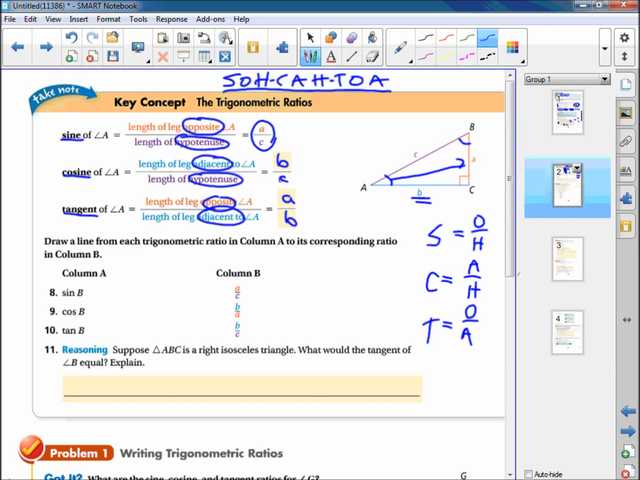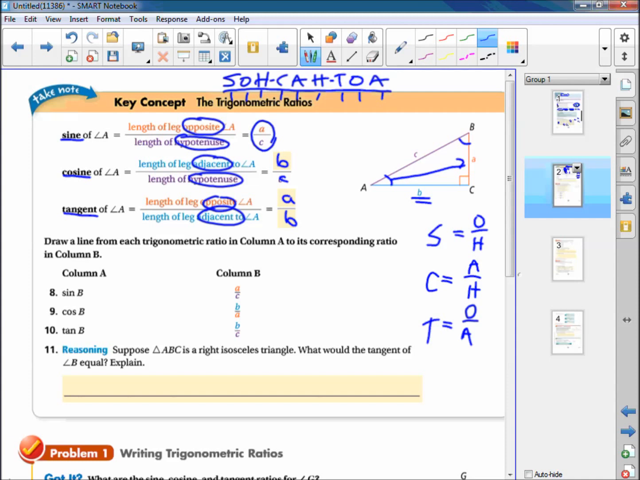Okay, so SOHCAHTOA is what you'll see in most math books or most things on the web if you Google trigonometry ratios, how to memorize it. And that just says the sine is the opposite over the hypotenuse, the cosine is the adjacent over the hypotenuse, and the tangent is the opposite over the adjacent.